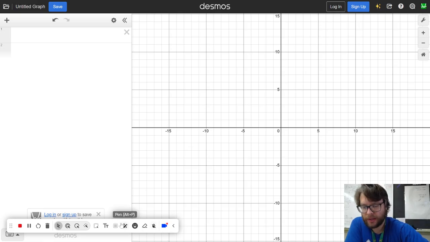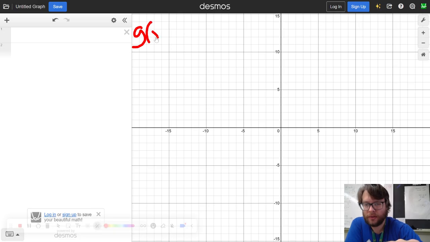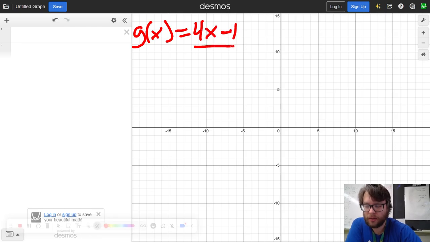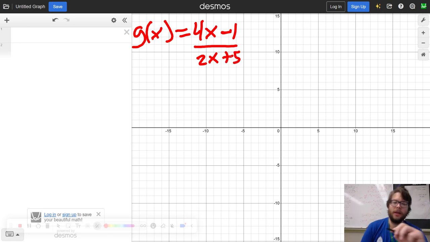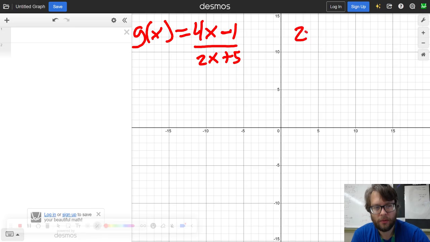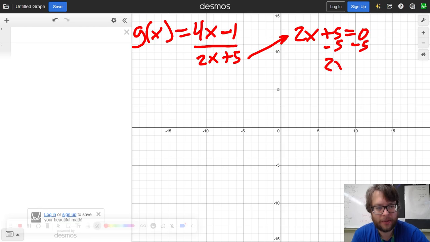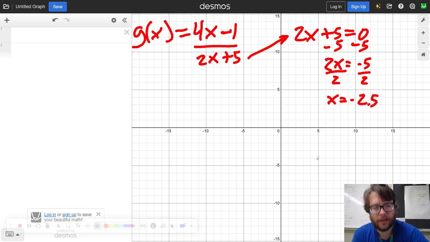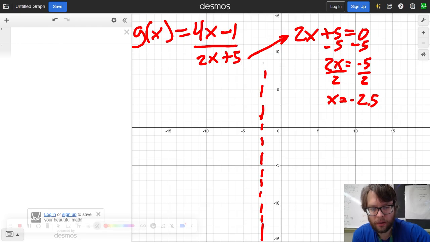So let's take a slightly harder function, something like g of x equals 4x minus 1 over 2x plus 5. I'm going to start like I did before. I'm going to figure out what makes the bottom equal 0 because I can't divide by 0. You've solved many types of equations that look just like this. Hopefully it's on autopilot. You're getting your numbers on one side, your x's on the other. So negative 2.5 is where I'll put my vertical asymptote.